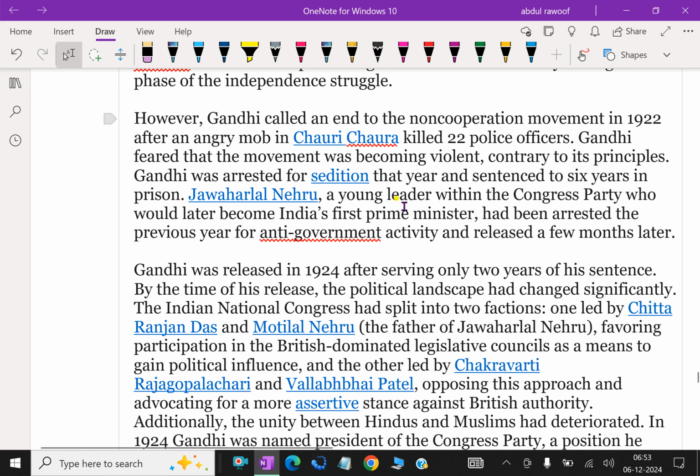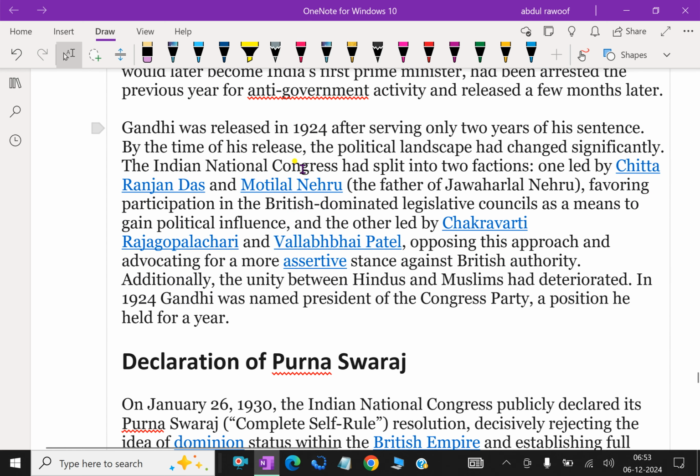Jawaharlal Nehru, a young leader within the Congress party who would later become India's first prime minister, had been arrested the previous year for anti-government activity and released a few months later. Gandhi was released in 1924 after serving only 2 years of his sentence. By the time of his release, the political landscape had changed significantly.